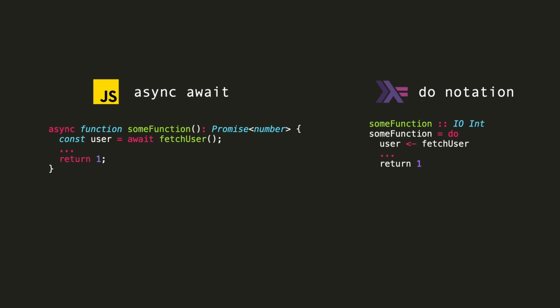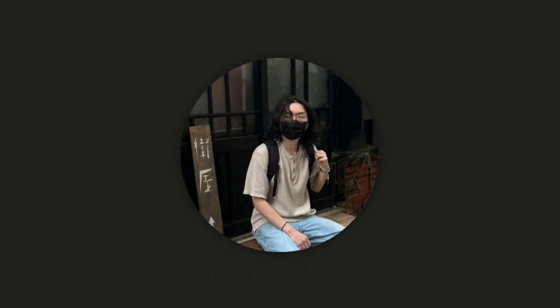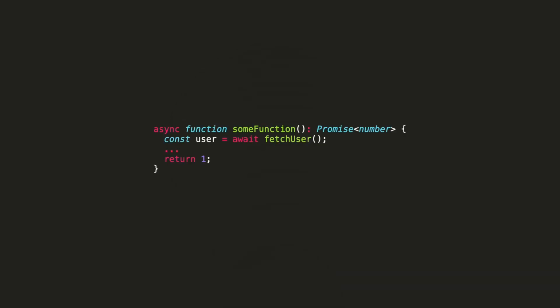Let's make it more concrete by imagining a JavaScript version of do notation. In this imagined syntax, we will replace async with do and await with bind. Let's look at a couple of examples to better understand this new syntax. The last example is pretty mind-blowing if you haven't seen it before, so be sure to stay till the end. In this example, we use await to fetch user data. Using our new syntax, the code will look something like this. The transition is pretty straightforward with promises, but what about other monads?